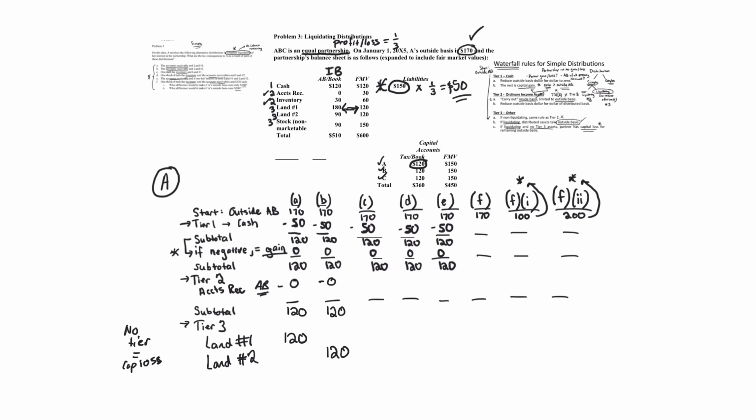Let's go to situation C. In situation C, now we change it up a little bit. Partner A is receiving 1/2 of inventory and land 1. So again, the rule is in tier 2 assets, we carry out the inside basis. The inside basis is 30. I just circled that. I'm going to put a little C next to this. So C's calculation is going to be the 30 inside basis of the partnership, but remember, A is only receiving 1/2, so that's actually 15.